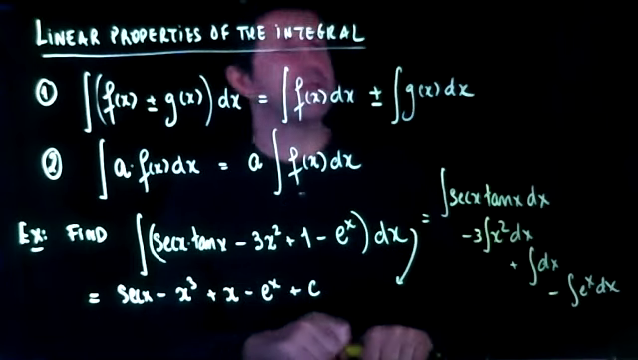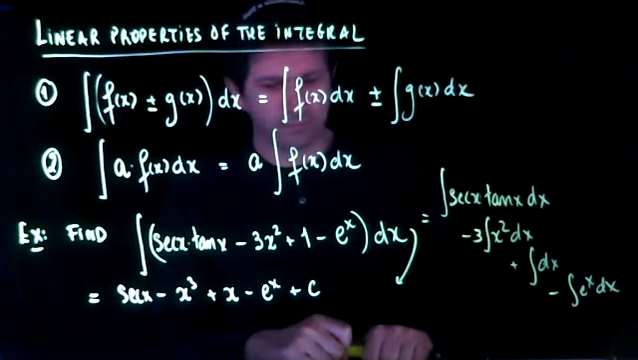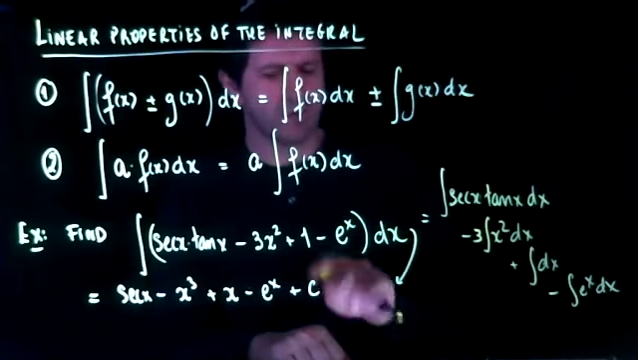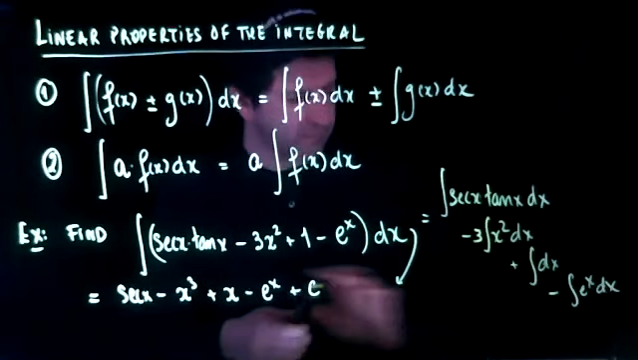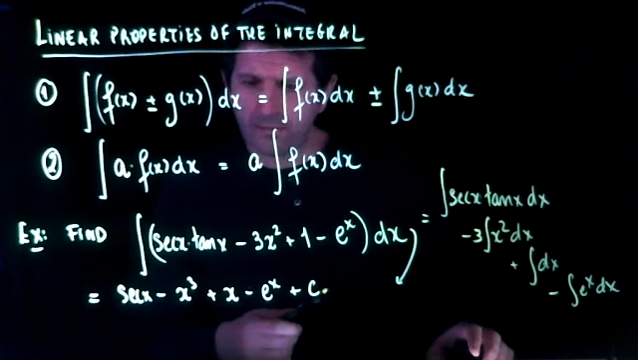Sir, it doesn't become 4c, right? It's just always c. You can write 4c, 10c, 100c, who cares? It's just a constant. All the constants you're going to combine into one constant. Questions?